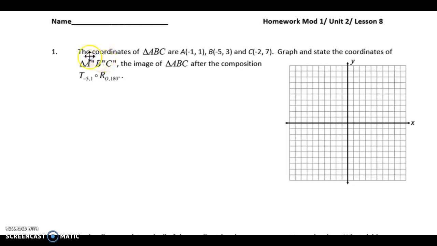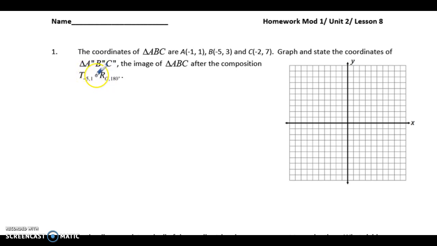All right, we're on Unit 2, Lesson 8, and question number 1 says the coordinates of triangle ABC are A(-1, 1), B(-5, 3), and C(-2, 7). Graph and state the coordinates of A double prime, B double prime, C double prime, the image of triangle ABC after this composition. Since it's double prime, I know that two transformations are going to take place, and these are the two transformations, a translation and a rotation.